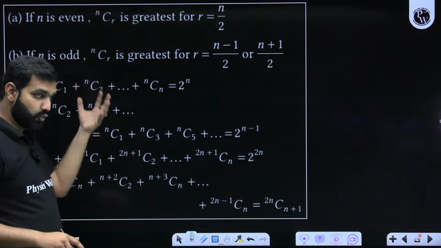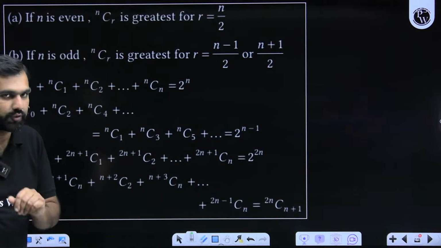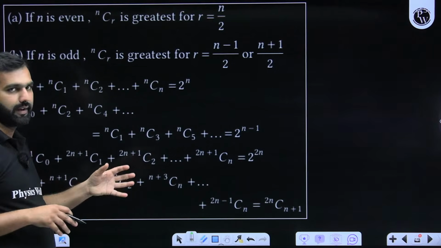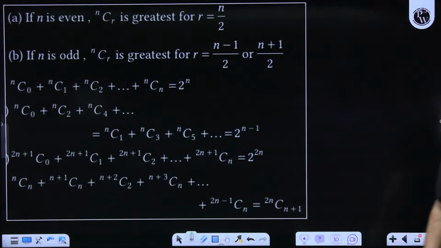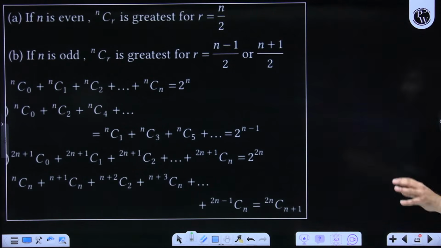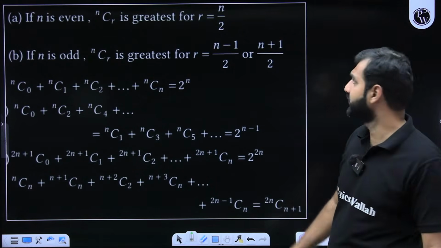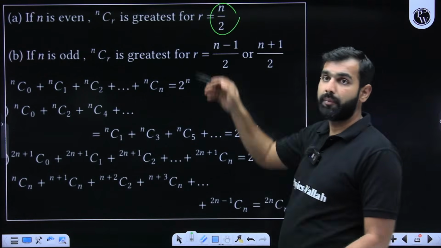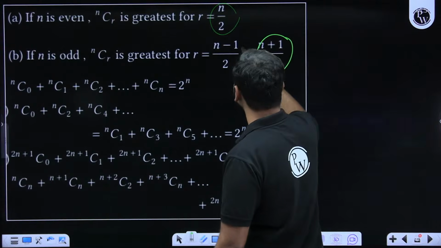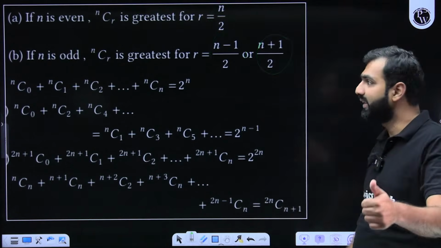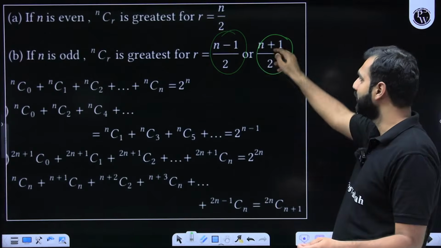This is something which we use in binomial as well. So listen to this part very carefully. It is basically an extension of permutation and combination, but we use it in binomial as well. So what does it say? The first statement says that if n is even, NCR will be greatest for R equal to n by 2, so the middlemost term. But if n is odd, there will be two middle terms, and the two middle terms will be NC (n minus 1) by 2 and NC (n plus 1) by 2.